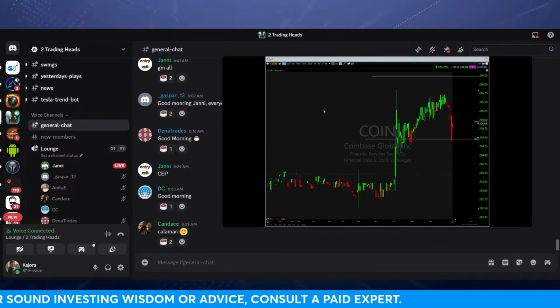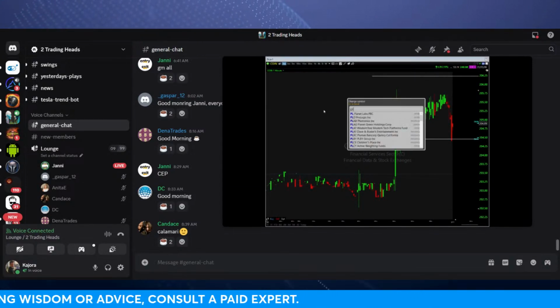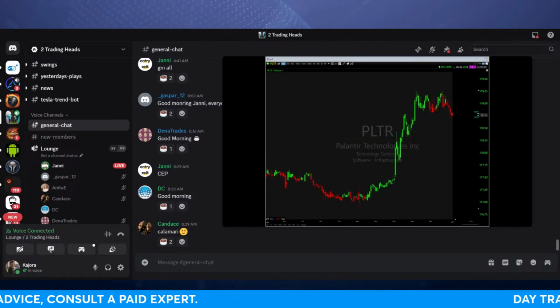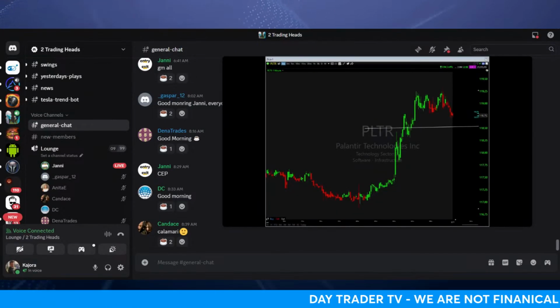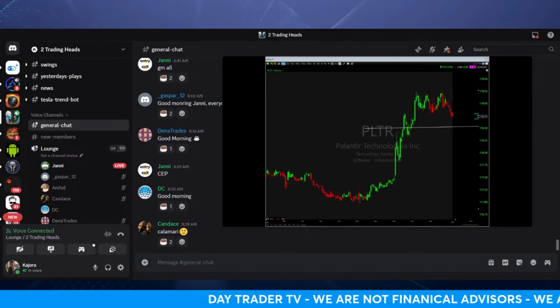PLTR is also making a little bit of a curl, coming down to the first support line a little bit lower. This is your first support line on PLTR.